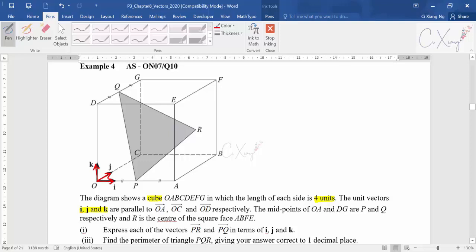Now if you're interested, pause the video and try the example first before you check the answer. I will start with example part number 1. Express each of the vectors PR and PQ in terms of i, j, and k. This one should be no problem for you to do.